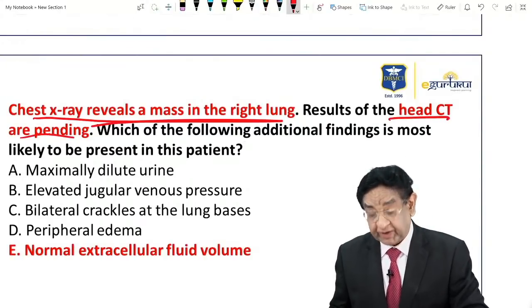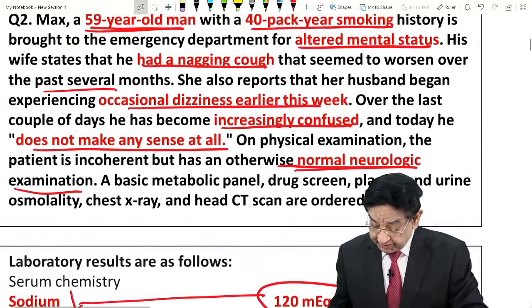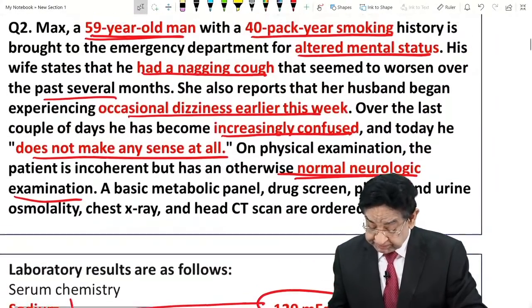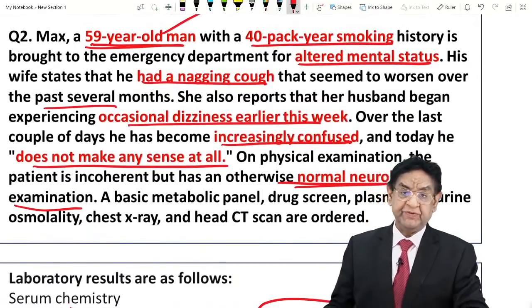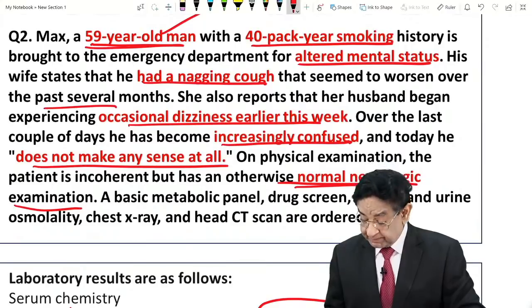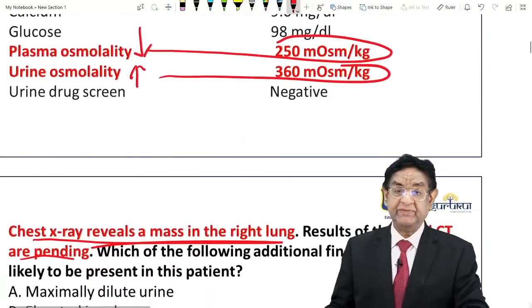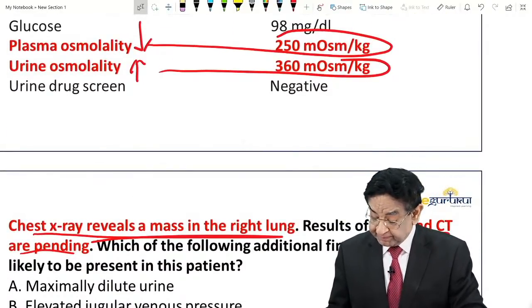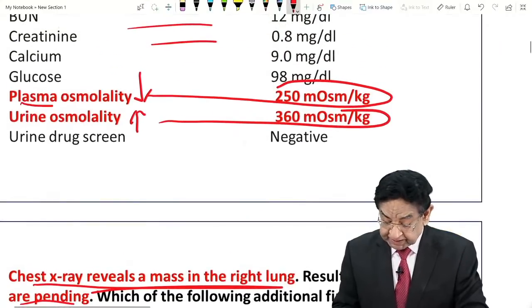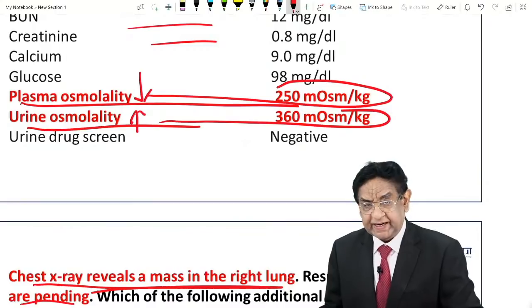What is the finding we'll be getting in this patient? So if you look at this patient, we are getting a very heavy smoker, 59 years, and he has come to us with altered sensorium, right? Nothing else is given, but the only thing they have given is hyponatremia, and there is hypoosmolarity. Even plasma osmolality is reduced, but urine osmolality is increased. This is the finding they got.